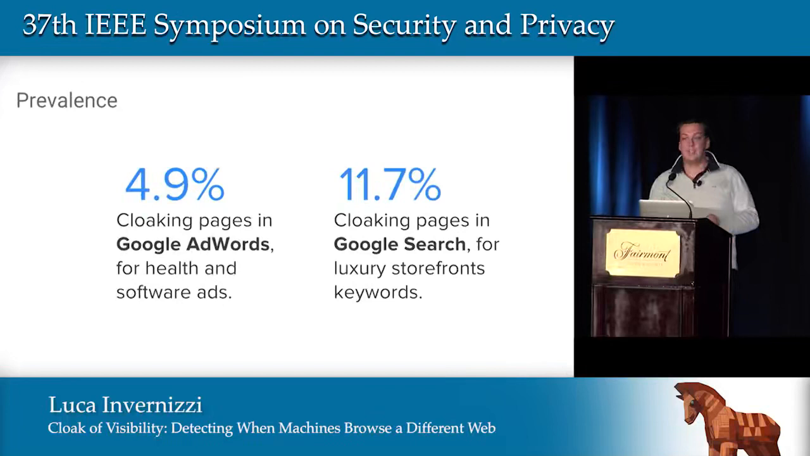With this, we can now say how prevalent cloaking is. We can see that for keywords that are prone to cloaking, like diet pills, health-related things, software, and luxury storefronts, we have about 5% cloaking on AdWords. That ads cloaking was never measured before, so that's interesting. And also we have 12% cloaking on Google search.